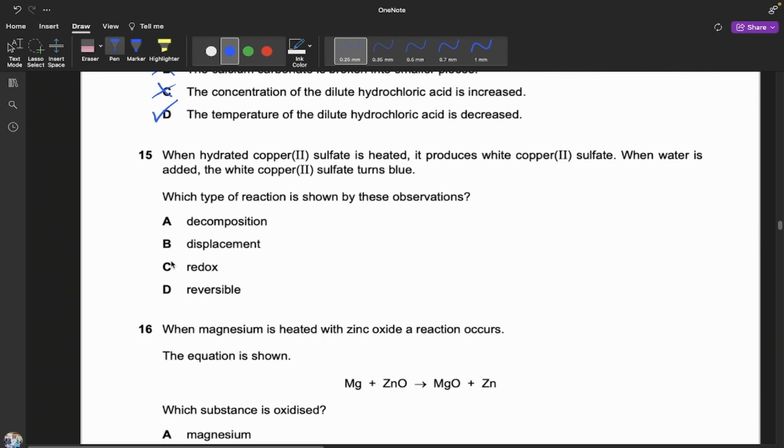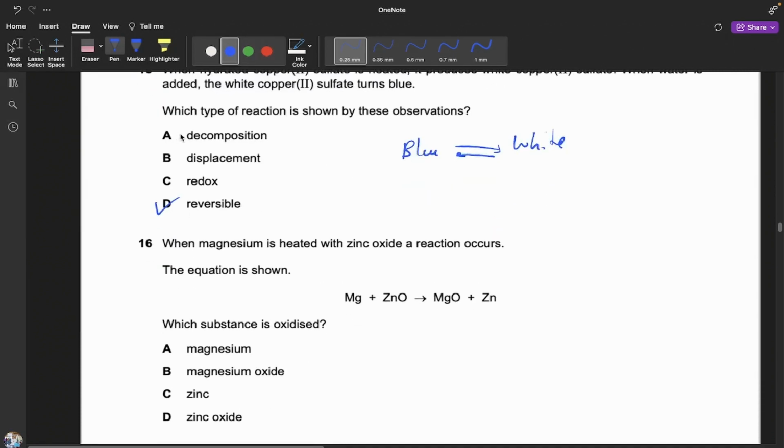When hydrated copper(II) sulfate is heated, it produces white copper sulfate. When water is added, the white copper sulfate turns to blue. Okay, so it's easy, right? If initially it is blue, you heat it, it becomes white. When you add water again, it becomes blue. It is a reversible reaction. We cannot say decomposition because nothing has broken. We cannot say displacement as no elements have been displaced. There's no oxidation or reduction happening. It is also not possible.